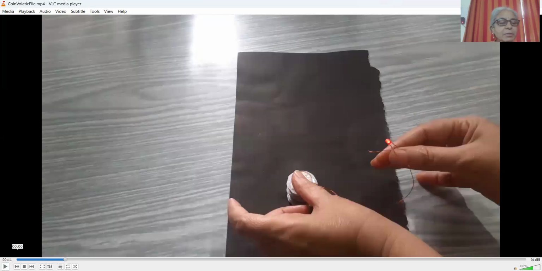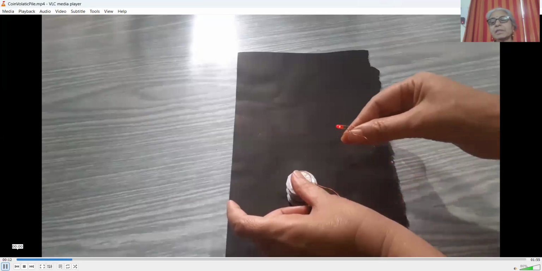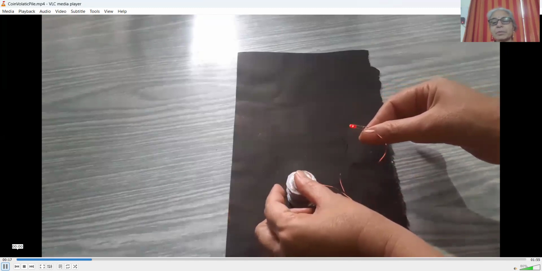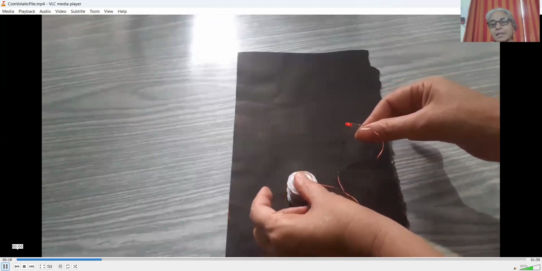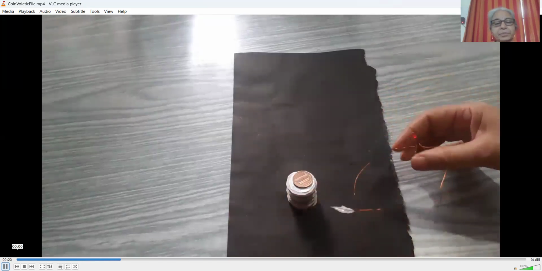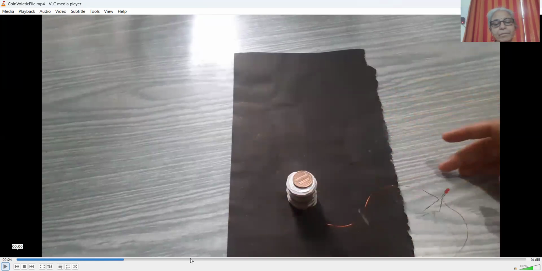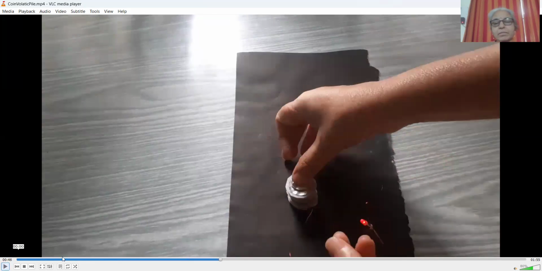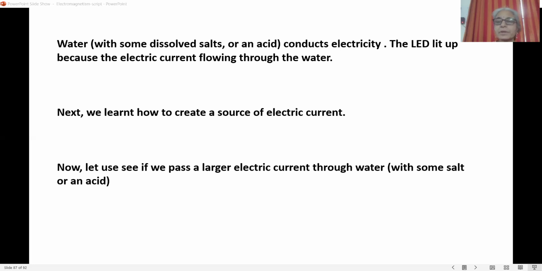So you can see the bulb is glowing. So this is our tiny coin battery. It's a pile of cells. This is called the voltaic pile. We will stop here for this video.